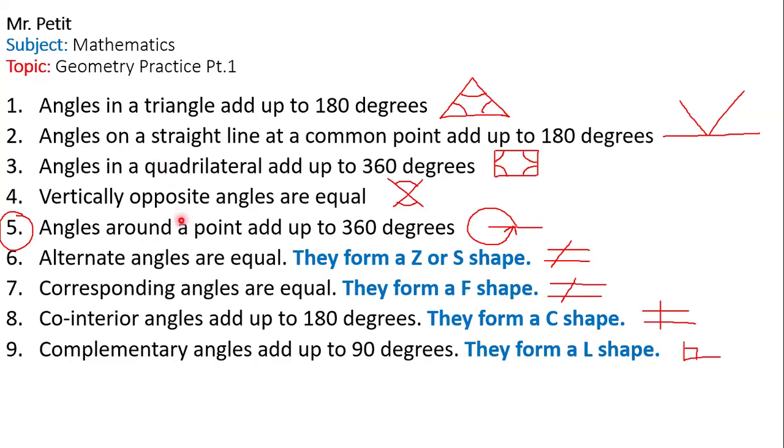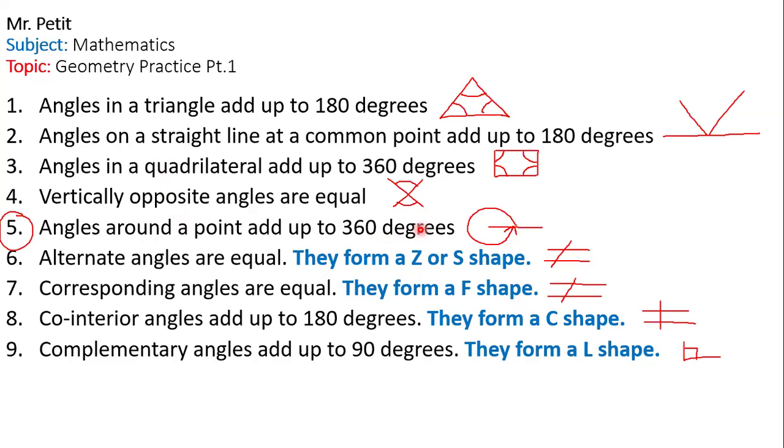Alternate angles are equal. They form a Z shape. Corresponding angles are equal. They form an F shape. Co-interior angles add up to 180 degrees. They form a C shape. Complementary angles add up to 90 degrees. They form an L shape. Very good.